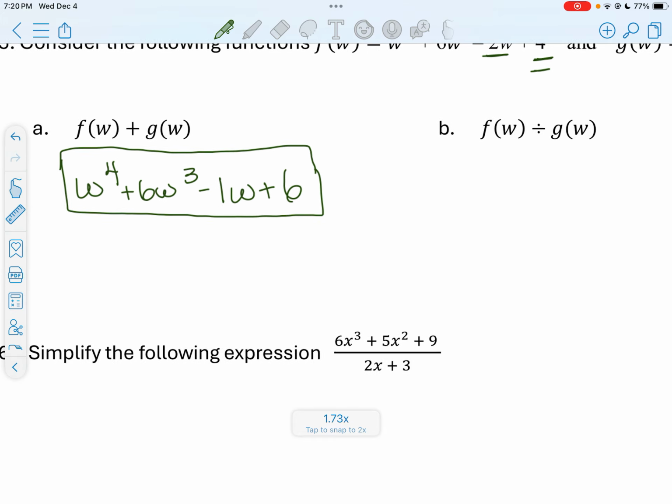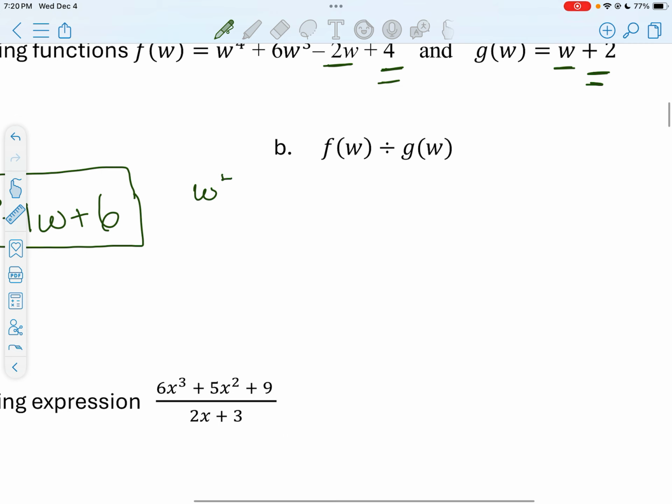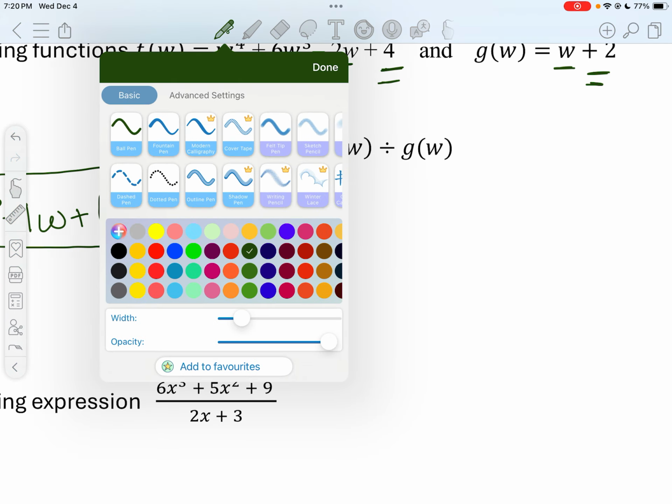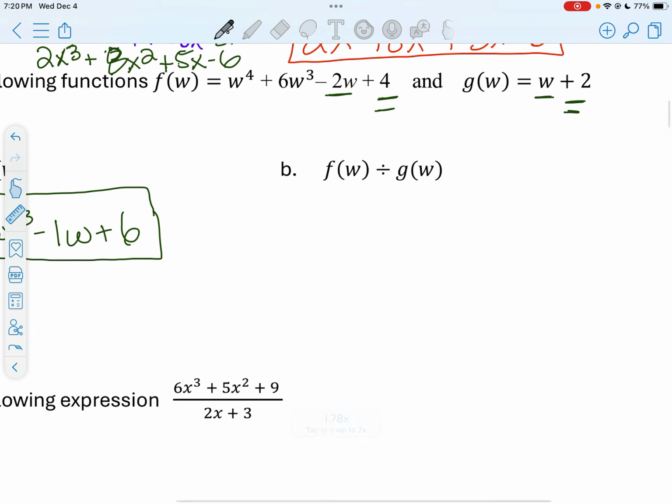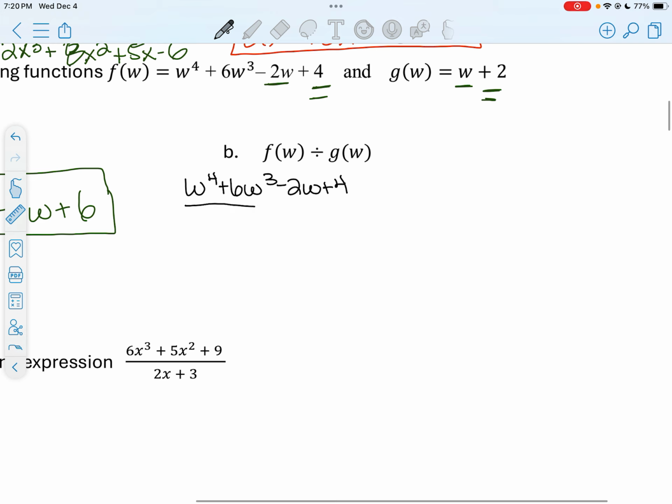For b, I need to divide my expressions. So I have w to the fourth plus 6w cubed minus 2w plus 4, all divided by w plus 2. So you learned two methods. We can do it by long division or we can do it by synthetic. I'm going to do this by synthetic. Synthetic is the easier here.